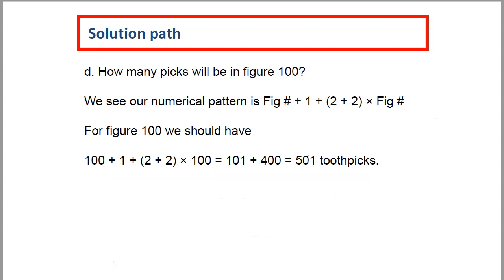For part D, the question is, how many picks will be in figure 100? We see our numerical pattern is the figure number plus 1 plus 2 plus 2 times the figure number. This is part of our numerical analysis, even though we've slipped some words in there. So for figure 100, we should have 100 plus 1 plus 2 times 2 times 100, which is 101 plus 400, which is 501 toothpicks.